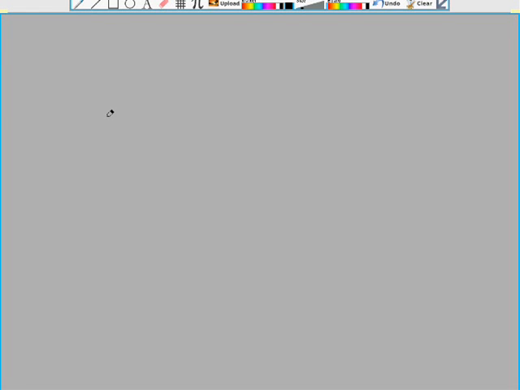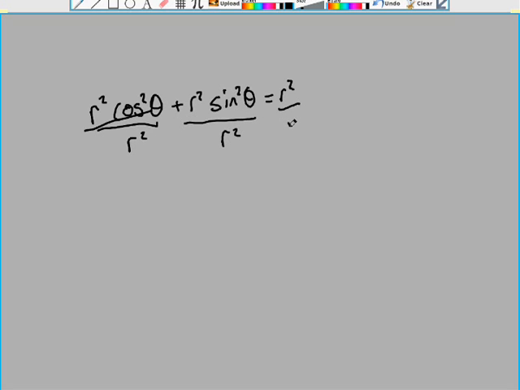Where we left off in the last video was r squared cosine squared theta plus r squared sine squared theta is equal to r squared. Now again, because we had a circle of radius r, we're assuming that r is bigger than 0, so we're talking about an actual circle instead of just an infinitely small point. So in this case, you can actually divide all the terms by r squared, and you just get cosine squared theta plus sine squared theta equals 1.